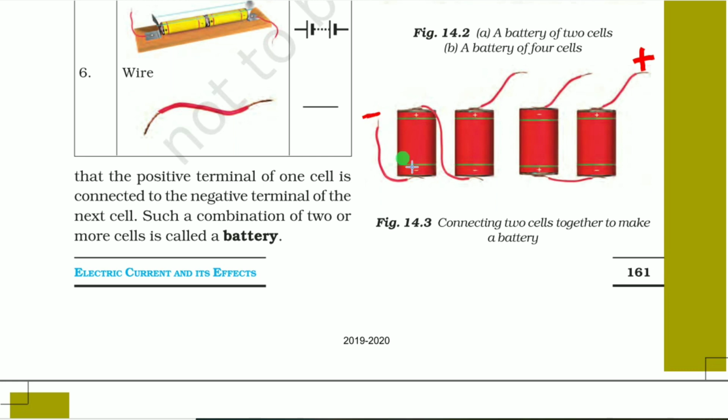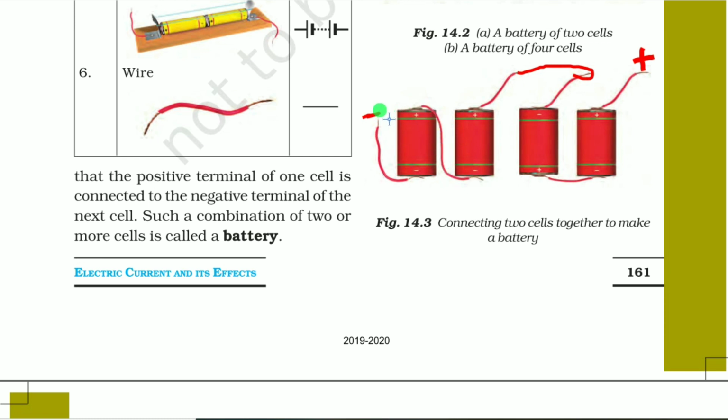So it will be open. Then this is the positive terminal, then negative. This negative will be connected to the positive of the other cell. Then the negative terminal here is open, so this will be connected to the positive terminal of the next cell. So you have to add in this way. Okay, we have added. Now positive, negative, then positive, negative, then positive, then negative, and then again it will be connected with the positive terminal.